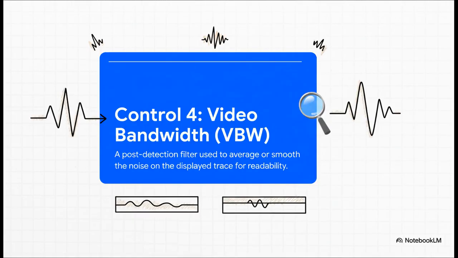And finally, there's video bandwidth, or VBW. Now, people get this confused with RBW all the time, but it is completely different. VBW is a filter that gets applied after the measurement is already made. Its only job is to average or smooth out the noise that you see on the screen. It doesn't help you separate signals or anything like that, it just makes the display look cleaner.